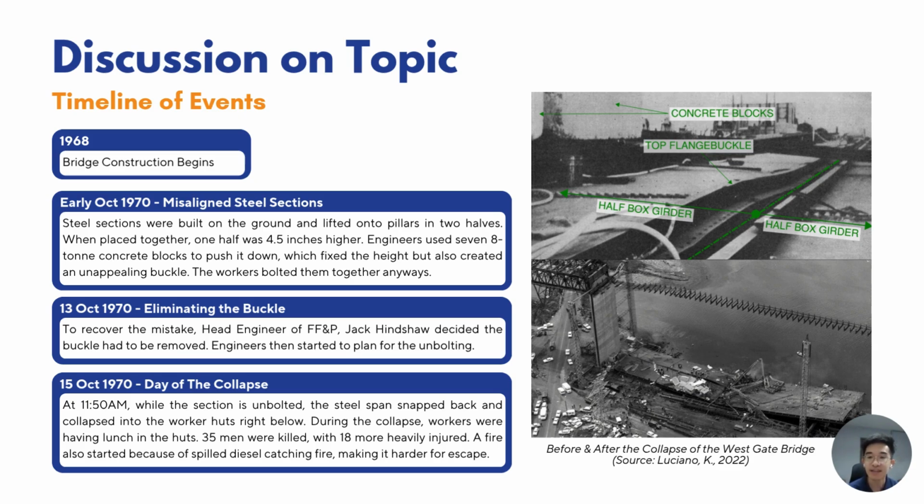On 13th of October, the head engineer Jack Hinshaw decided that the buckle had to be removed to avoid getting questioned by his superior. 2 days later, while workers were loosening the bolts, the steel snapped and collapsed into the worker huts right below. 35 men were killed and others heavily injured.